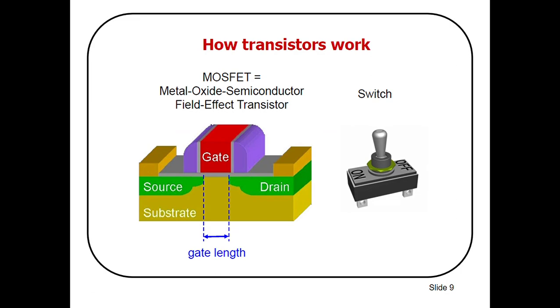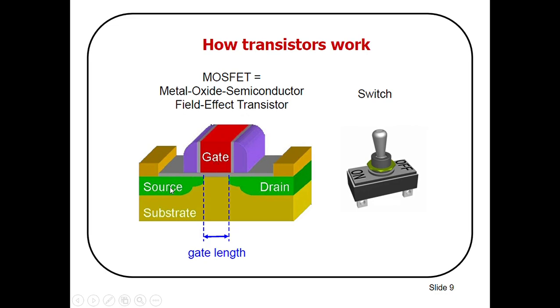Okay, so how does your transistor work? Before going to the main part of our lecture, we will basically discuss how your single gate transistor works. The MOSFET is a metal oxide semiconductor field effect transistor, and here you can see that you can use this MOSFET as a switch. Okay, so how can you use it like a switch?